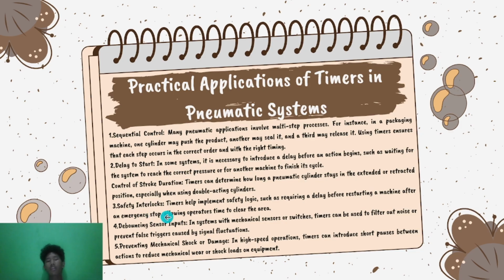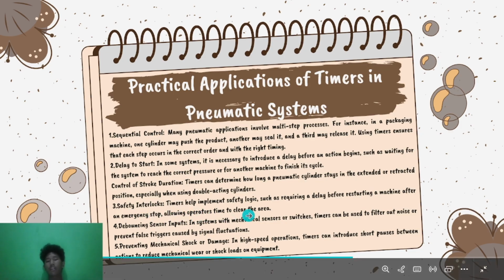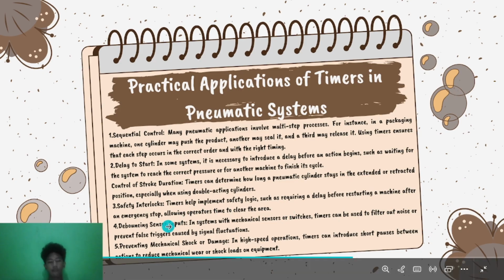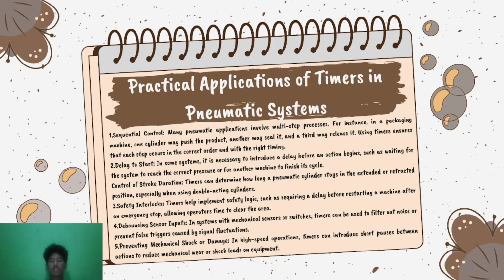Next one is safety interlocks. Timers help implement safety logic, such as requiring a delay before restarting a machine after an emergency stop, allowing operators time to clear the area. Debouncing sensor inputs: in systems with mechanical sensors or switches, timers can be used to filter out noise or prevent false triggers caused by signal fluctuations. And the last one, preventing mechanical shock or damage. In high-speed operation, timers can introduce short pauses between actions to reduce mechanical wear or shock loads on equipment.